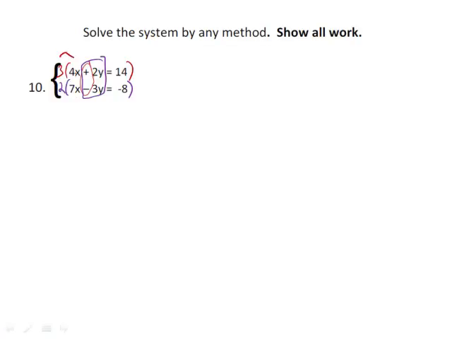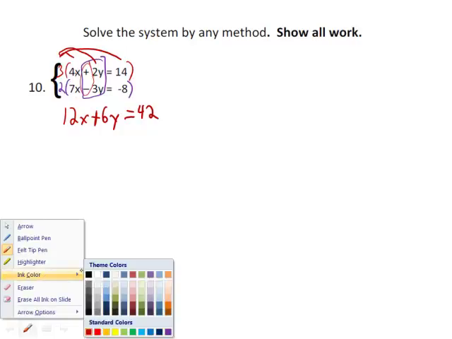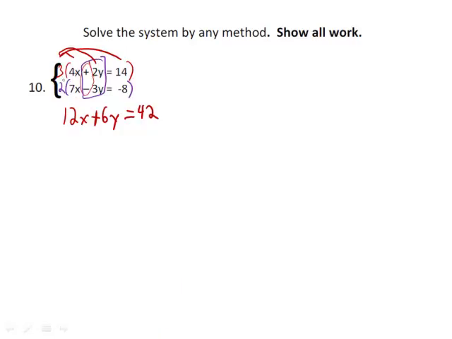3 times 4x is 12x. 3 times 2y is 6y. 3 times 14 equals 42. All right. 2 times 7x equals 14x. 2 times negative 3y is negative 6y. 2 times negative 8 equals negative 16. All right. Now I've got it.